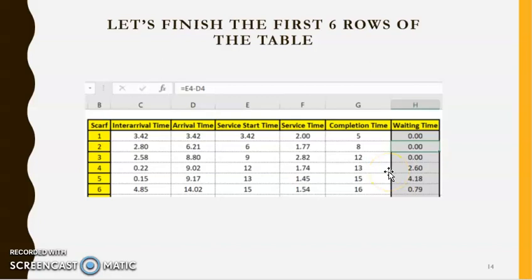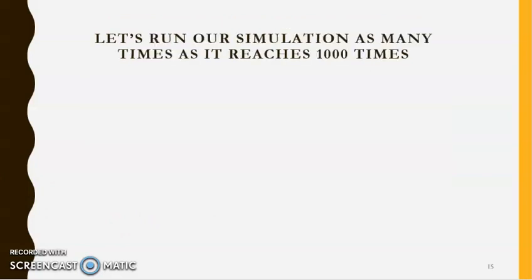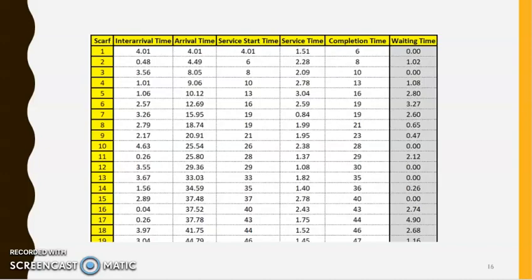And remember, the standard that they have in the company is 1 minute. If the average waiting time is smaller than 1 minute, that's okay. It means that the number of inspection stations they have is enough. Now I'm gonna shift to the Excel file, and we are gonna do it over there for 1000 times. When I shift to that part, I'm gonna cover this slide that says let's run our simulation as many times as it reaches 1000 times, and it would be something like this.